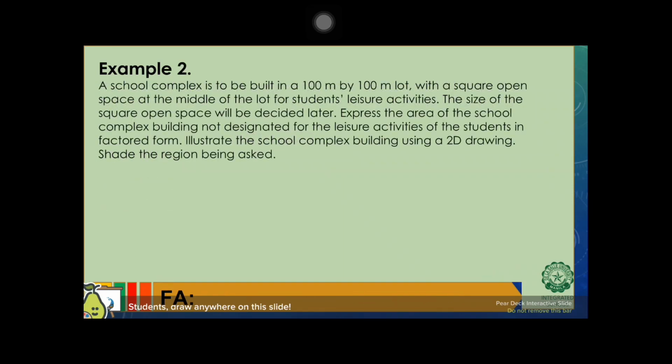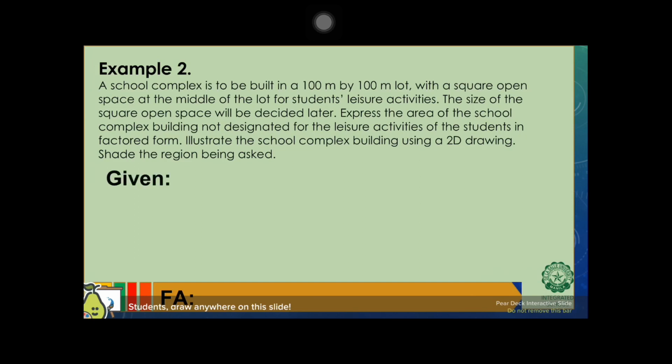For our example number 2, a school complex is to be built in a 100 meters by 100 meters lot with a square open space at the middle of the lot for students' leisure activities. The size of the square open space will be decided later. Express the area of the school complex building not designated for the leisure activities of the students in factored form. Illustrate the school complex building using a two-dimensional figure. Shade the region being asked.